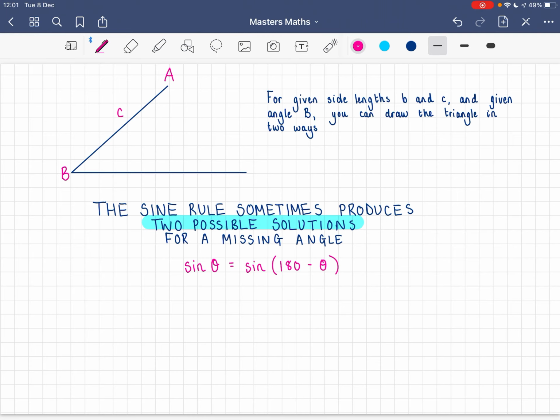So depending on what sides and angles you've been given, you might find yourself in a situation where you could have 2 different answers. Okay, so for given side lengths B and C, so C is this one that we've got here, B is the one where we're going to draw in to join these 2 lines up, and a given angle B, so you would know what this angle here is. I'm going to write that in like that. You could draw the triangle in 2 ways.